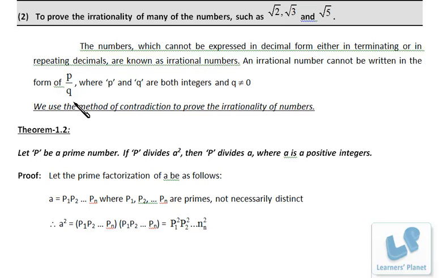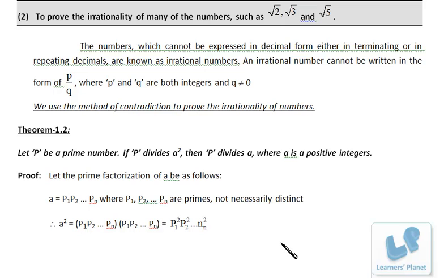Further, we see the algorithm how to prove the numbers are irrational. And once again, I'm telling over here that it's just an algorithm. You don't have to mug up. The ultimate method we will be discussing while we'll be solving the problems, right? So what's the theorem over here? We use the method of contradiction to prove the irrationality of numbers, right? Now what's the theorem? Let p be a prime number. If p divides a square, then p divides a, where a is a positive integer.